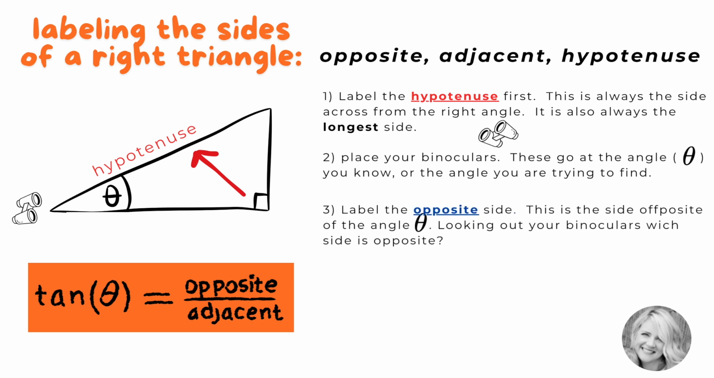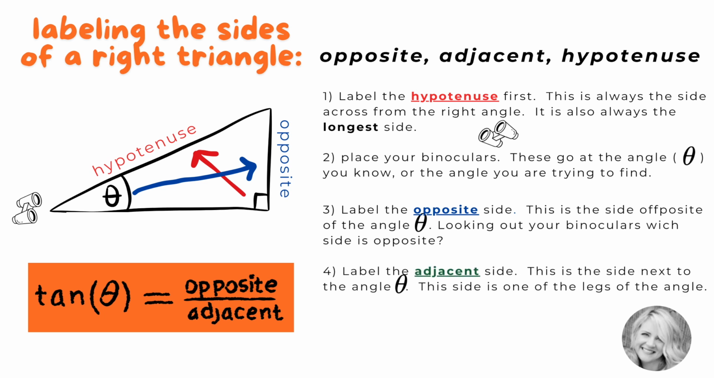Step 3 is to label the opposite side. This is the side opposite of the angle theta. Looking out your binoculars, which side is opposite? Step 4 then, the only side left is the adjacent side. You're going to label this. This is the side next to the angle theta that you know. This side is one of the legs of the angle.